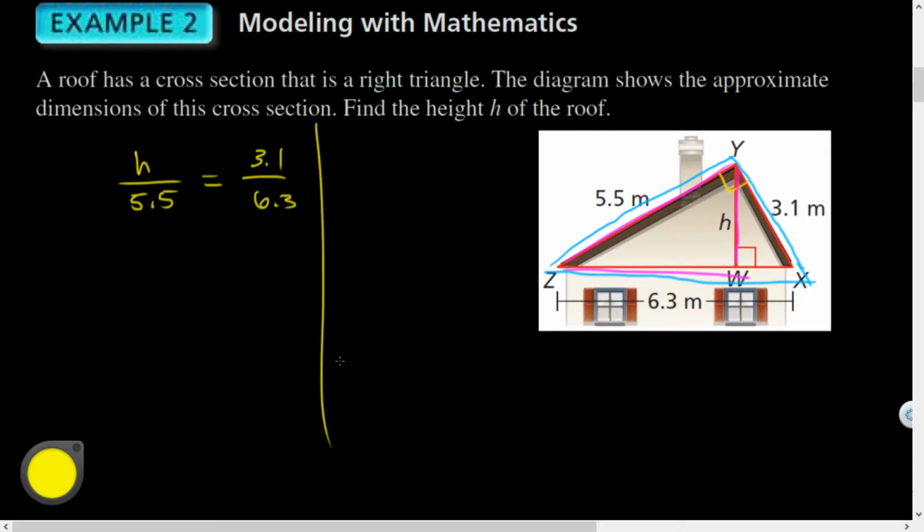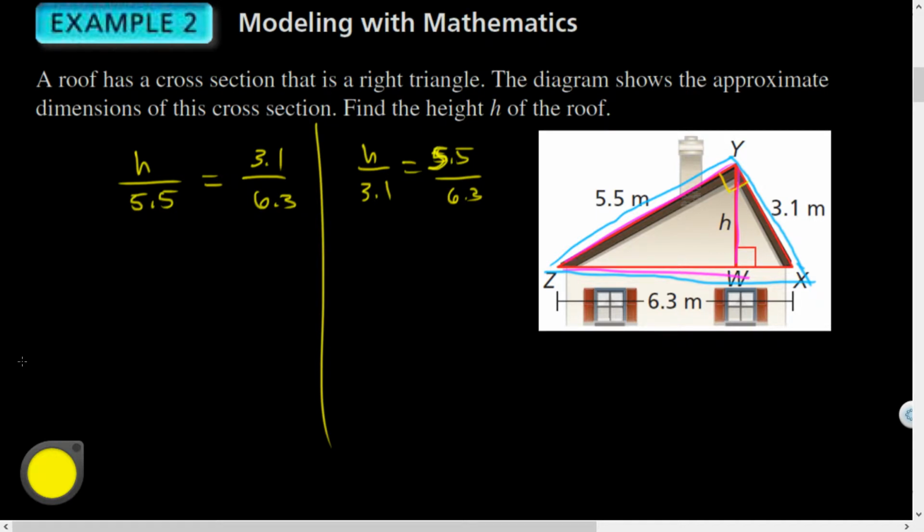If I did this the other way, I could have said h over 3.1, so that was long leg to hypotenuse for the little triangle, and that should equal long leg to hypotenuse for the big triangle, so that would have been 5.5 over 6.3. Also, notice that the only thing that's different between these two proportions is that these diagonals got swapped. That's actually the saddest looking 5 I've ever seen.